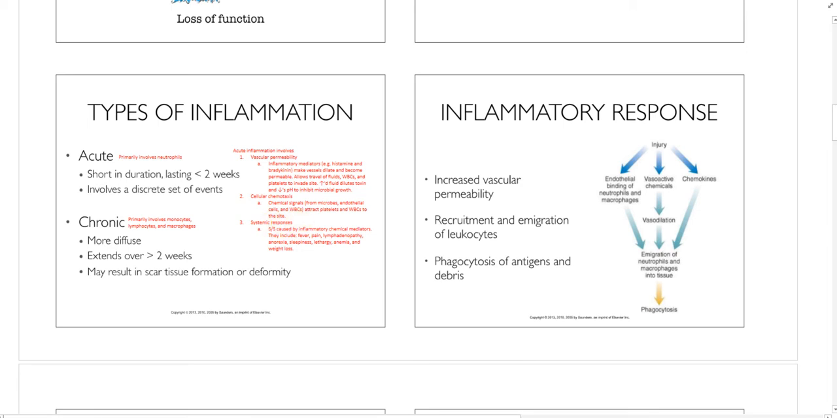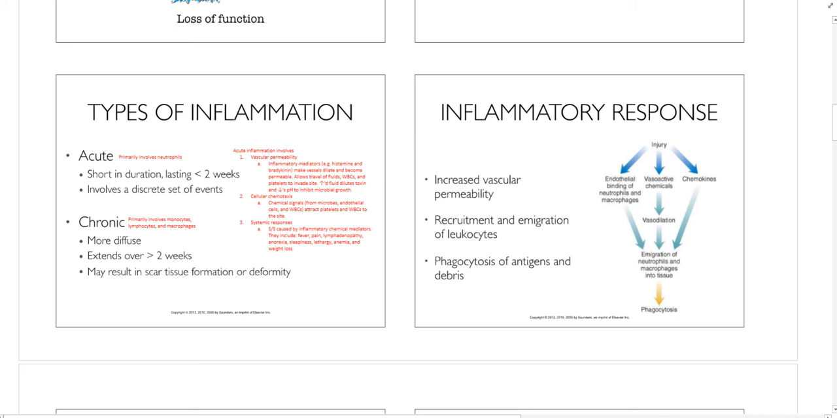Systemic responses also exist, and most of the time they seem to occur when the inflammation becomes a more systemic process rather than just a localized thing. And they're going to be including the typical signs and symptoms like fever, pain, lymphadenopathy, which is just swollen, tender lymph nodes, anorexia, sleepiness, lethargy, anemia, weight loss.